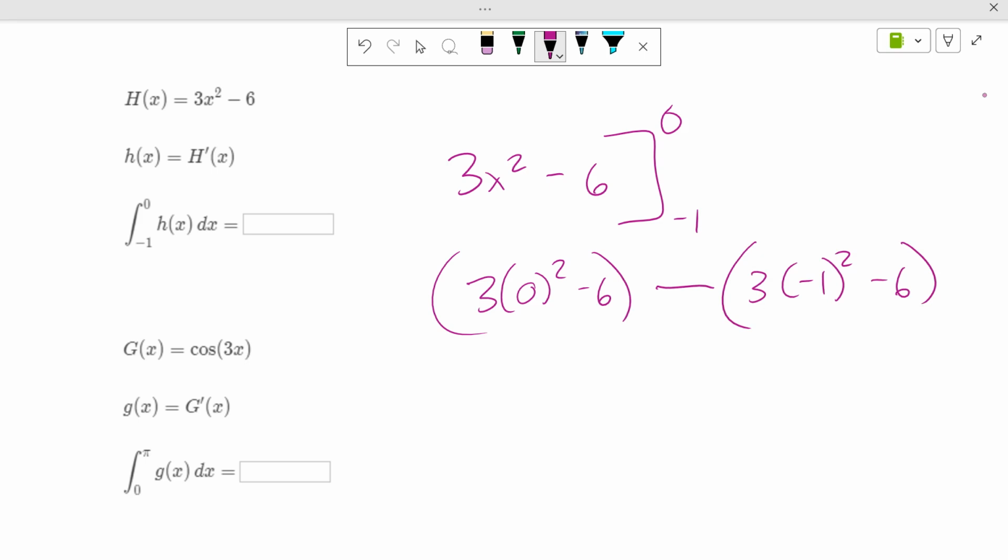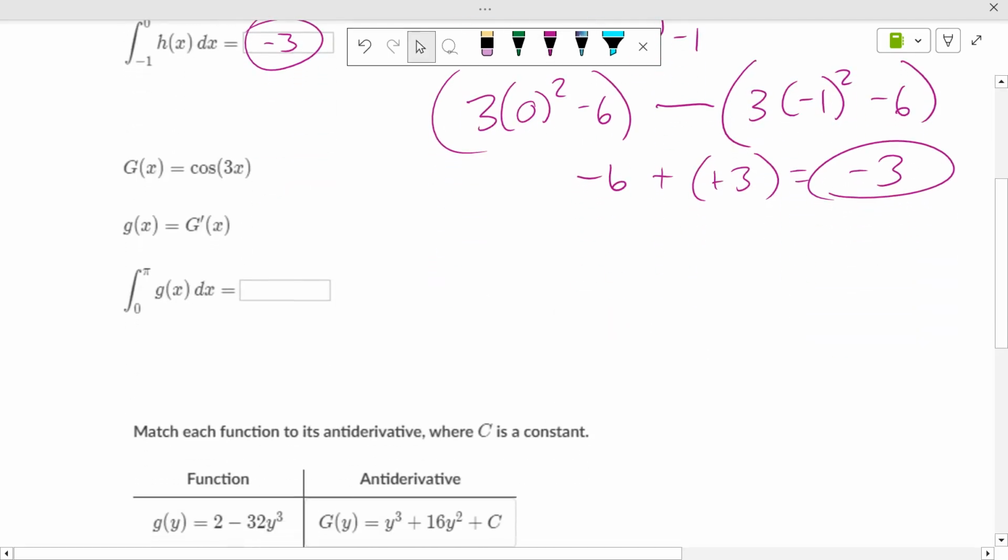Okay? So what's 3 times 0 squared? 0 minus 6 is -6. Minus, for -1 squared, is 3 times 1, which is 3. Minus 3 is -3. So -6 minus a -3 is... -6 plus 3 is -3. That's the value of that integral.